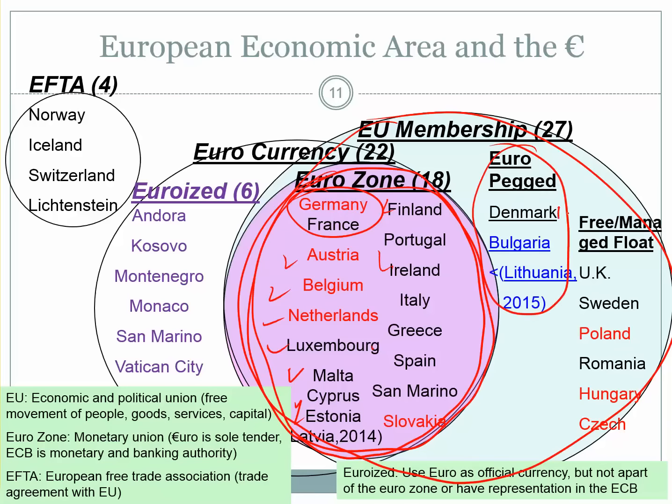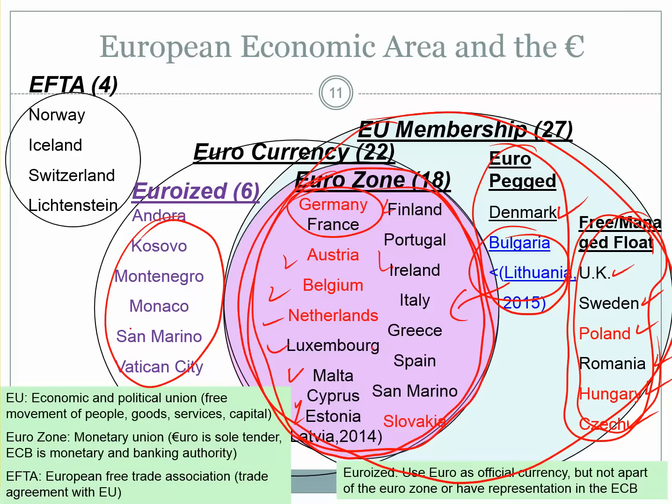And then you have euro-pegged countries. So again, the Danish kroner is pegged. Bulgaria and Lithuania are pegged, anticipating moving into the eurozone. And then you have free floaters. So British pound, Swedish crown, Polish zloty, Romanian currency, Hungarian forint, Czech koruna are all free floating. You also have euroized countries that are outside the EU. And then you have Norway, Iceland, Switzerland, and Liechtenstein, which have a side agreement with the EU to facilitate free trade, but are not in the eurozone.